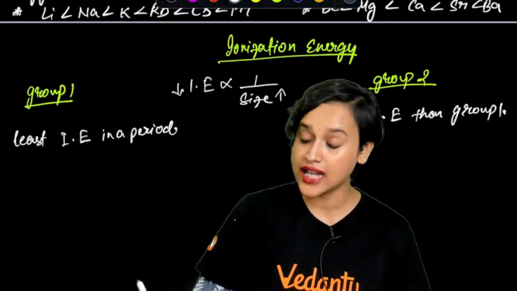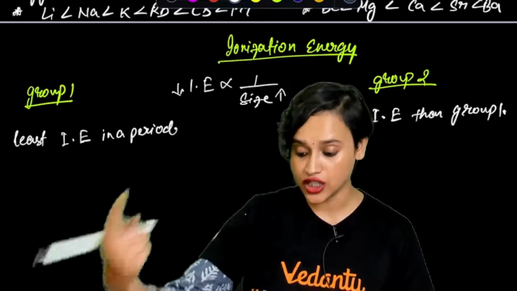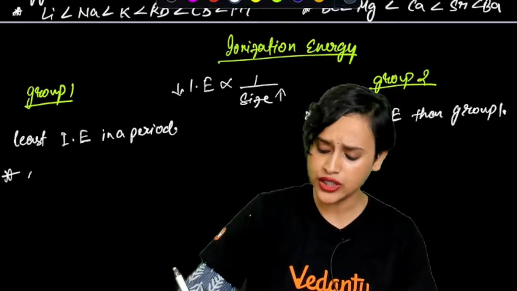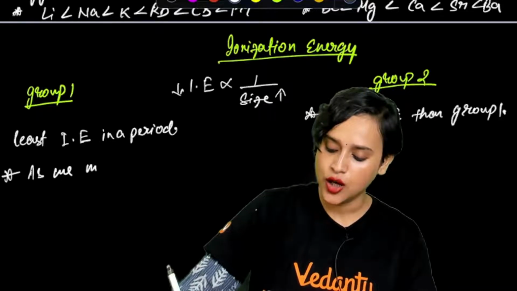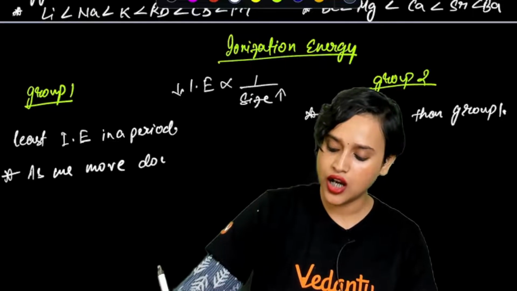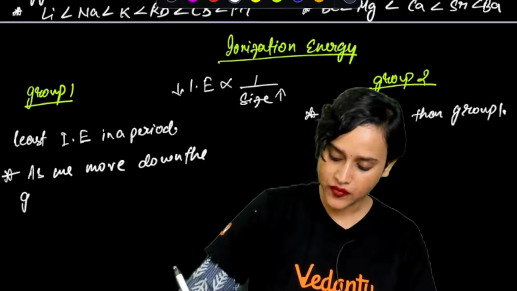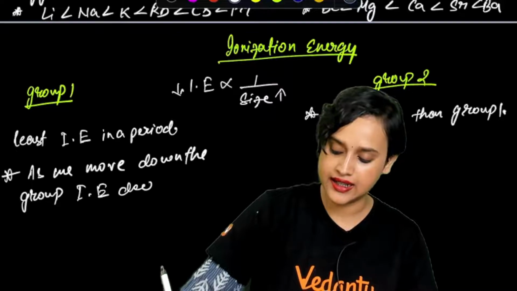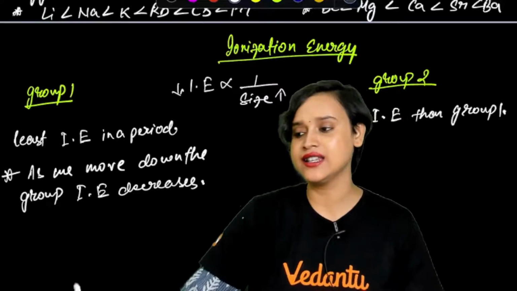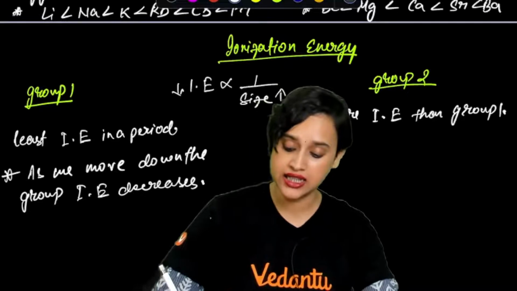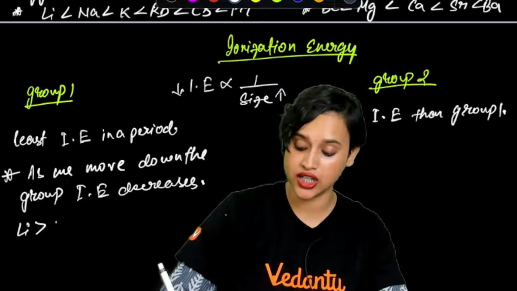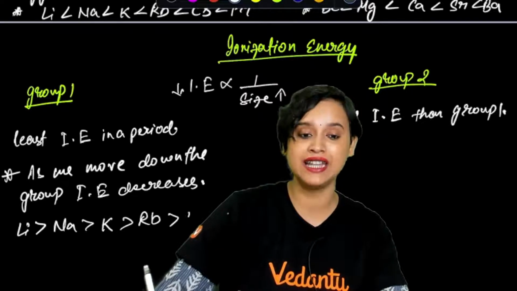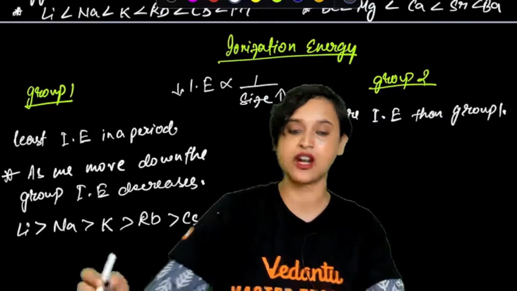So, least ionization energy in a period, more ionization energy than group 1. And here what do we write? We know that as we move down the group, IE decreases. So I can write that lithium will have the highest ionization energy, then sodium, then potassium, then rubidium, then cesium, and then francium.